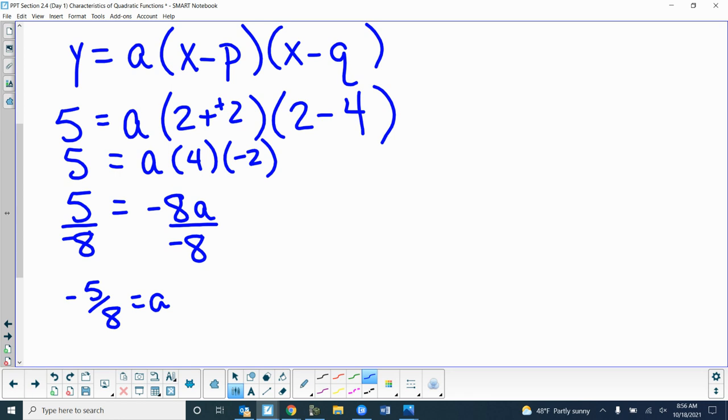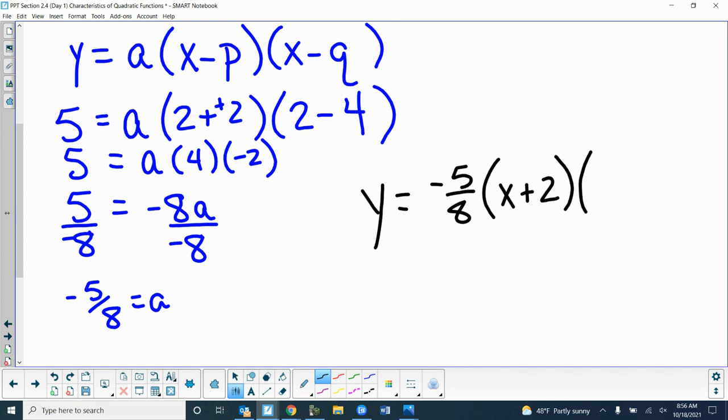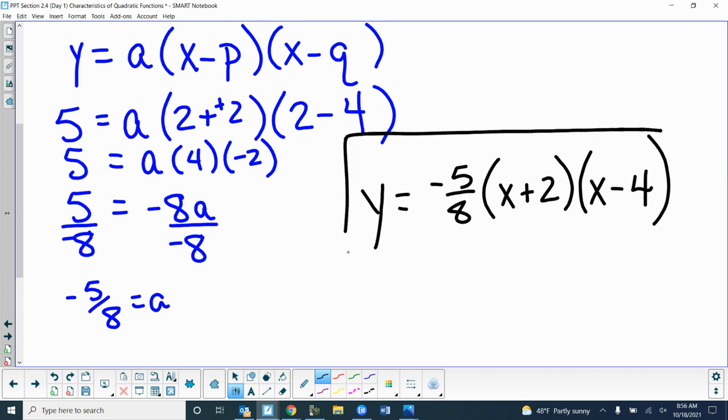So let's write our equation then. A we figured out to be negative 5/8. And then it's x minus negative 2, which is plus 2, and x minus 4. In intercept form. Questions?